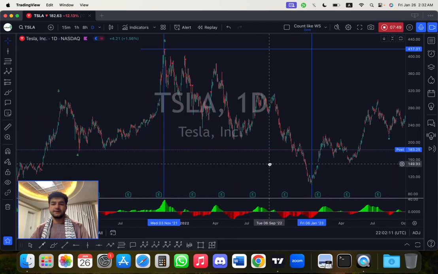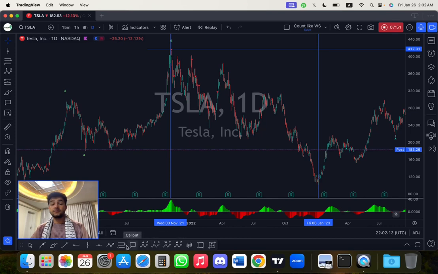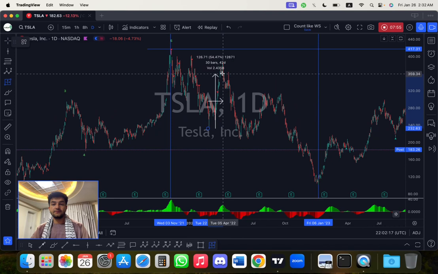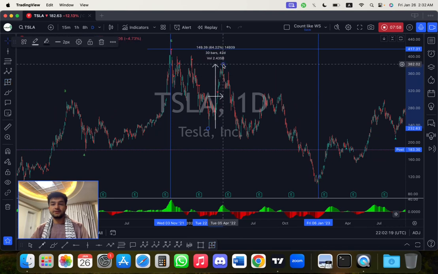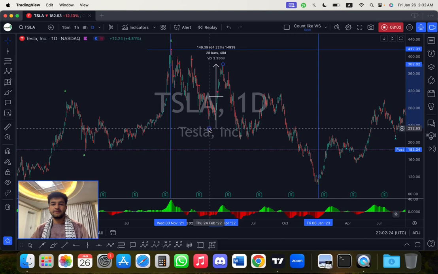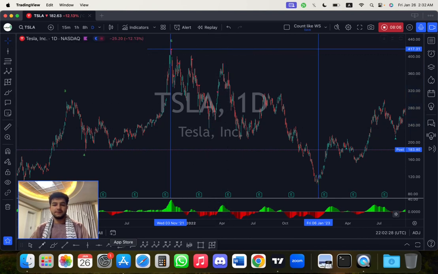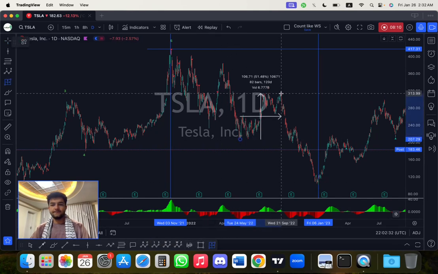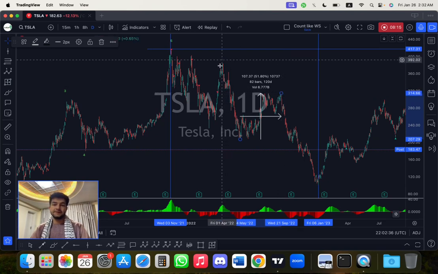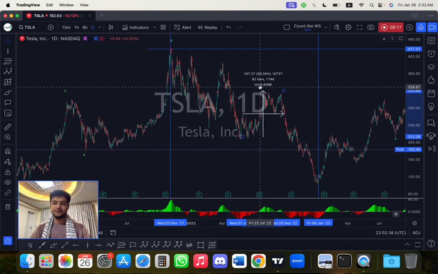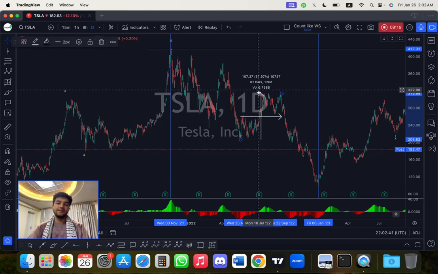For that, the rule is that the B wave consumes a lot of time. Let's see how many days it took to complete this correction. Around 40, maybe less than that. Around 40 days. How about this one? How many days did it take to complete itself? 120 days. This is 40, this is 120 days. So this is your likely B wave.